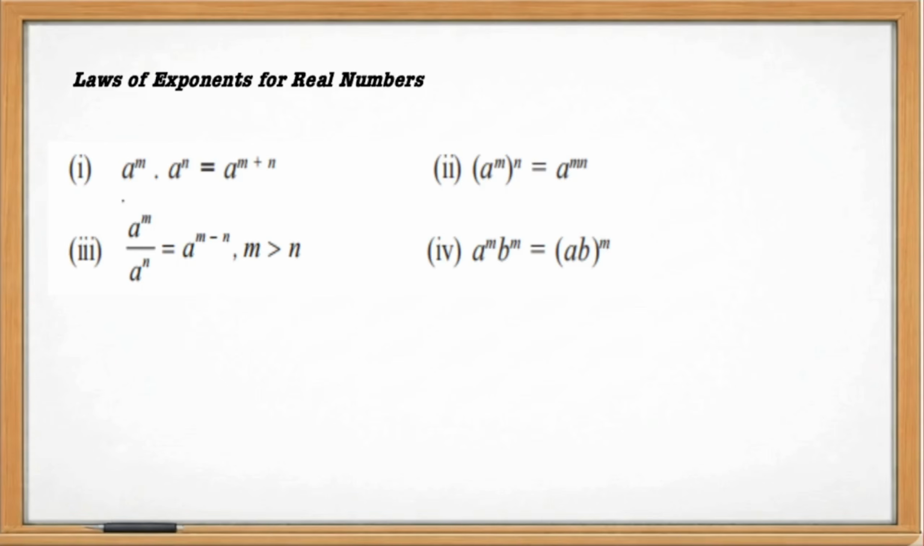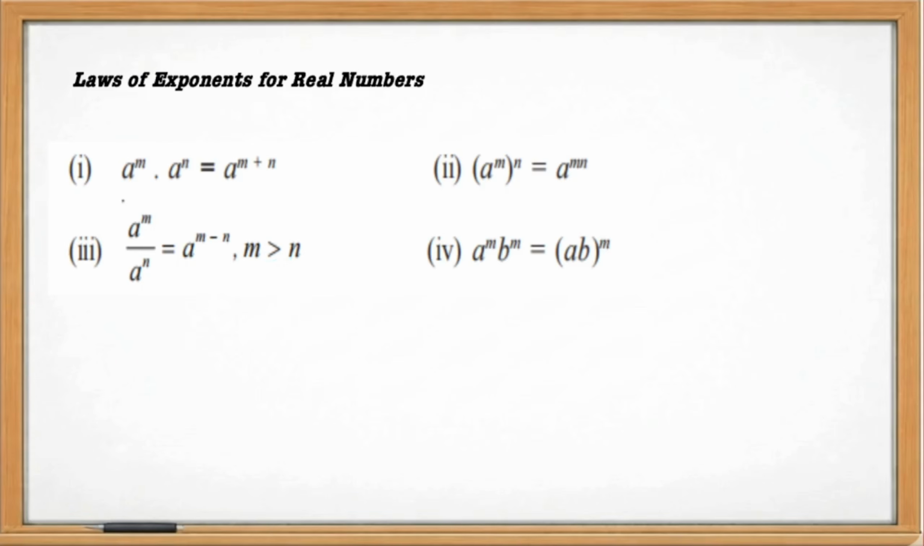Second one, a raised to m, the whole raised to n, you will write it as a raised to mn. m and n you will multiply. The third one, a raised to m divided by a raised to n is equal to a raised to m minus n. The bases are both same, the powers are different, so you'll write the base same and subtract the powers, where m is greater than n.